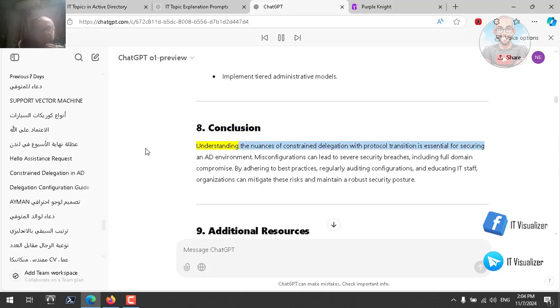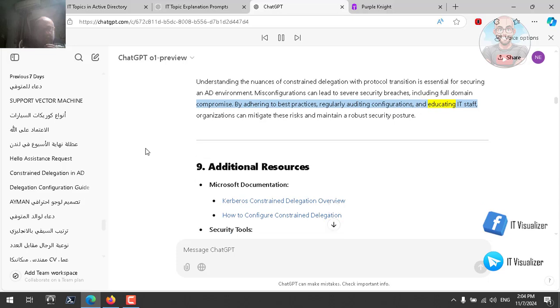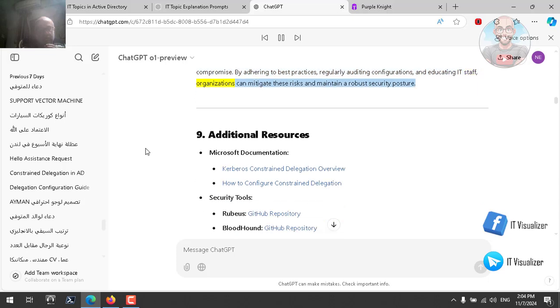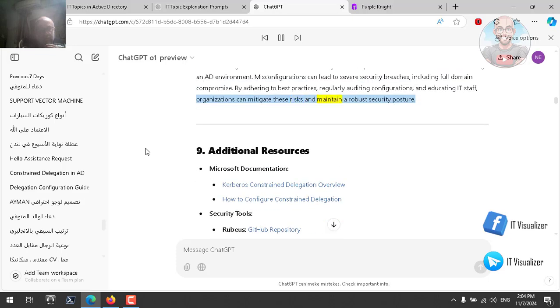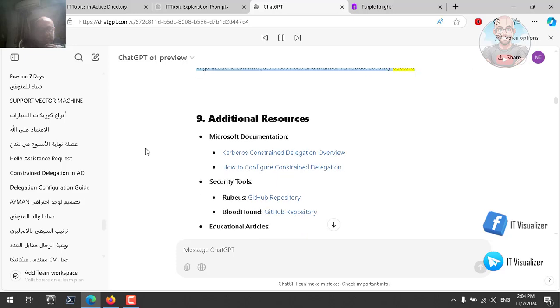8. Conclusion. Understanding the nuances of constrained delegation with protocol transition is essential for securing an AD environment. Misconfigurations can lead to severe security breaches, including full domain compromise. By adhering to best practices, regularly auditing configurations, and educating IT staff, organizations can mitigate these risks and maintain a robust security posture.